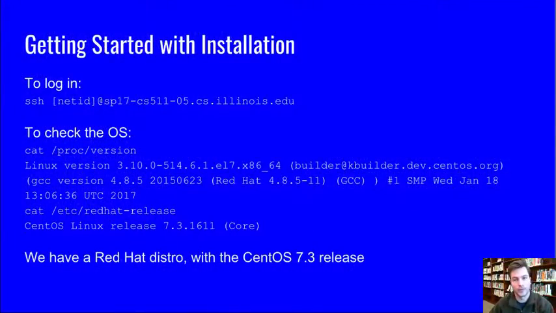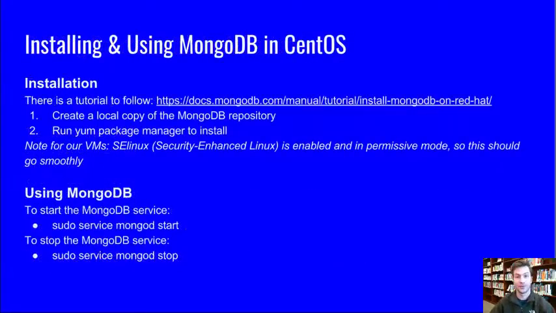To install these programs to our server, we're going to log in via SSH. And then once there, you need to know what version of Linux you're using. If you're unsure, you can use the cat tool to see which version you're using. So we're using Red Hat distro and CentOS 7.3. For installing MongoDB, there's a tutorial you can follow at this link, but it basically involves creating a local copy of MongoDB repository and then running the yum package installer. And on our system, it installed just fine. So once you do that, you can start the service with just sudo service mongod start.